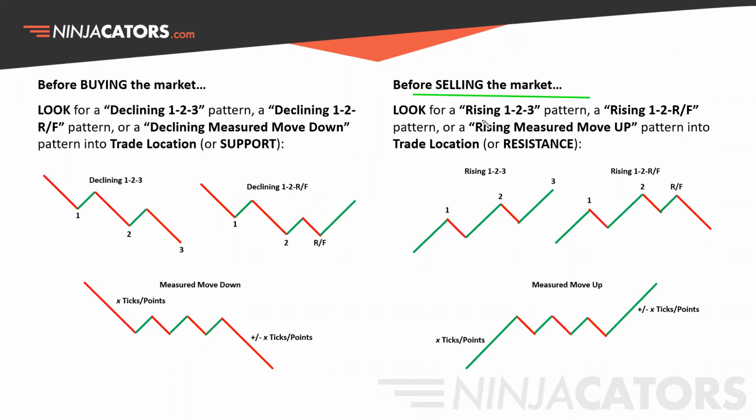Before selling the market, look for a rising 1, 2, 3 or rising 1, 2 retest failure pattern or rising measured move up pattern. So for example, the trend is up, right? And then you get this declining 1, 2, 3 pattern. Look for some type of resumption back to the upside.